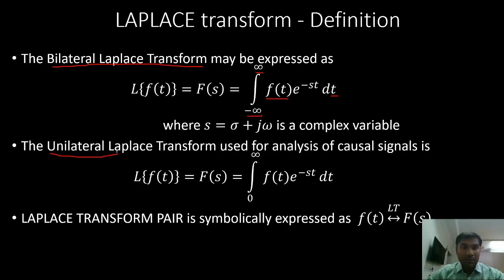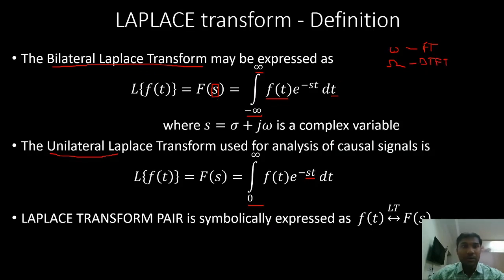Similarly, unilateral Laplace transform is only defined for positive values of t. So we'll integrate only from 0 to infinity f of t e power minus st dt. Here s is the Laplace transform variable, similar to omega for Fourier transform, and capital omega for DTFT.